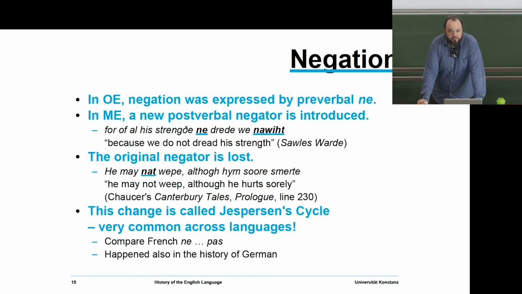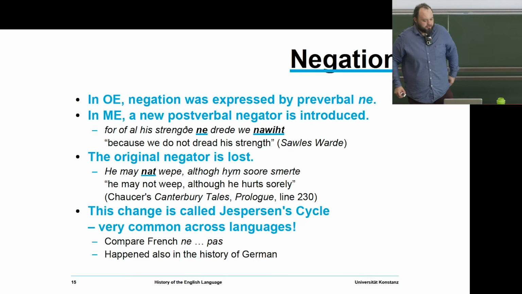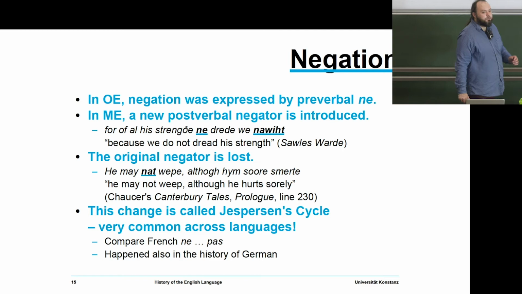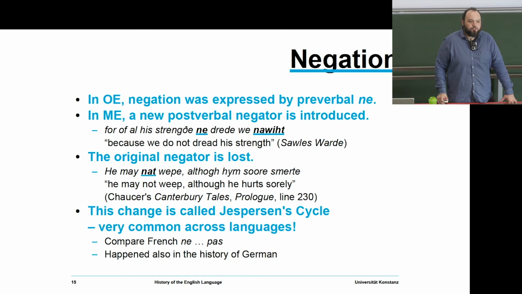Another thing that happens during this period is that negation changes. In Old English, as we saw, there's a ne before the finite verb. In Middle English, we get a new post-verbal negator being introduced. So in the Middle English period, we see nawicht appearing. And this nawicht looks a bit like German nicht, but it ultimately develops into modern English not. So this is the ancestor of not.